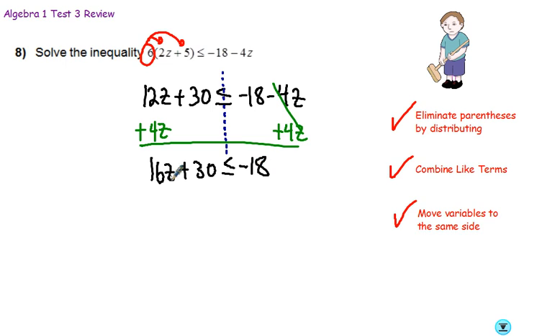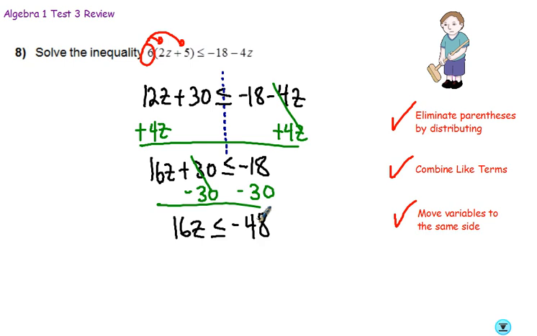I now want to get z by itself, so that plus 30, I'm going to subtract 30 from both sides. And I get a negative 48. Same signs add and keep. Oop, not equals, right? We're not talking about equations. We're talking about inequalities. Same signs add and keep, so I've got 18 negatives and 30 negatives, so that gives me a total of 48 negatives.